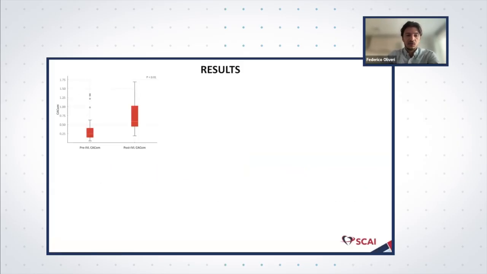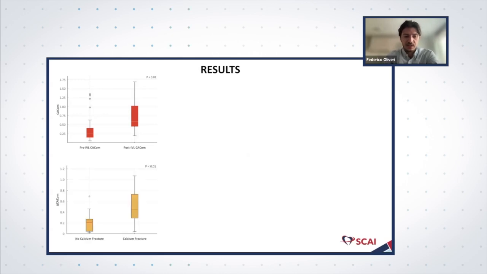So here are the results. As you can see from these figures, there was a significant increase in coronary artery compliance after IVL, something that we actually expected. And more importantly, lesions presenting macroscopic calcium fracture had greater modification of coronary artery compliance compared to lesions without calcium fracture. So basically, this is something that was suspected but not directly demonstrated.